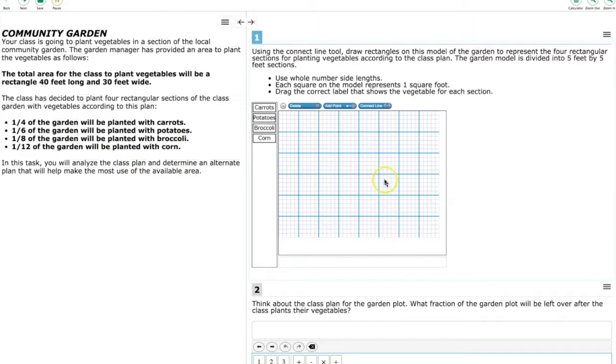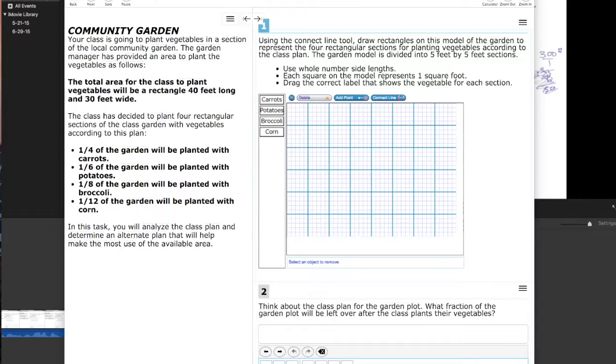Okay, so first of all, let's think about this. Let's go up here and think about how much room we have, the area of the place. They say the garden's going to be a rectangle 40 feet long and 30 feet wide. I need to remember that, so I'm going to highlight that. It's 40 feet long, 30 feet wide.